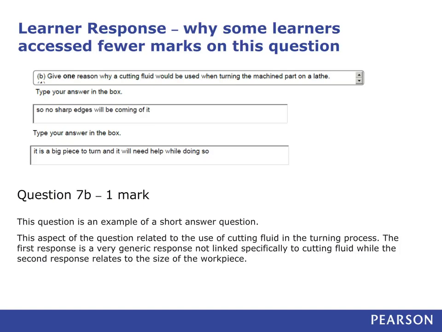Question 7b. This question is an example of a short answer question. This aspect of the question related to the use of cutting fluid in the turning process. Learners often referred to a feature of the turning process, demonstrating an understanding of the process, but not why cutting fluid is used.